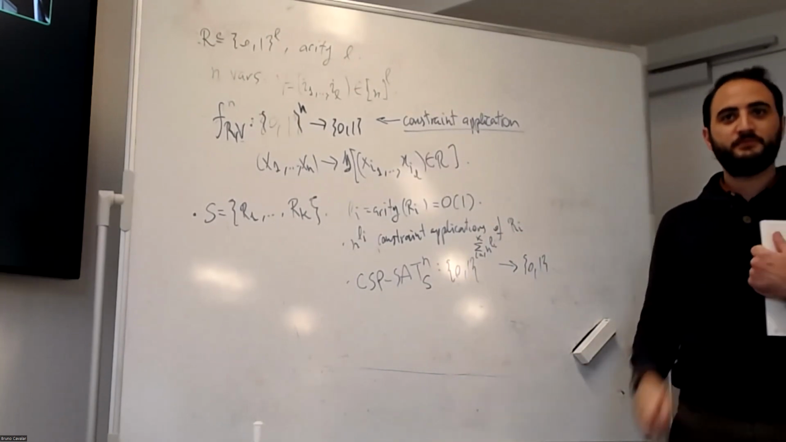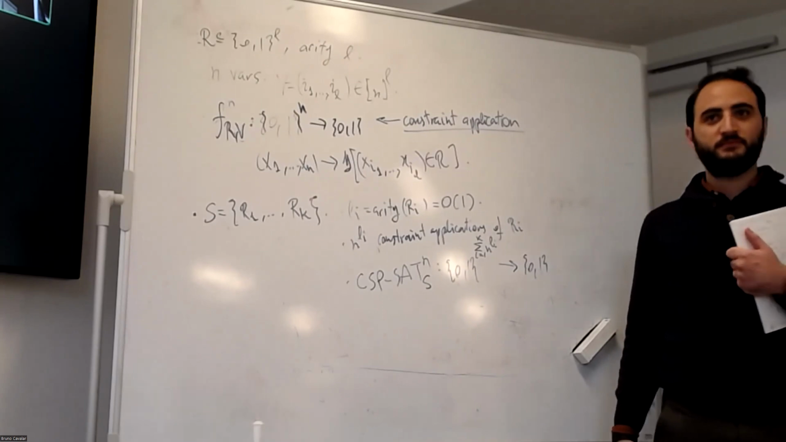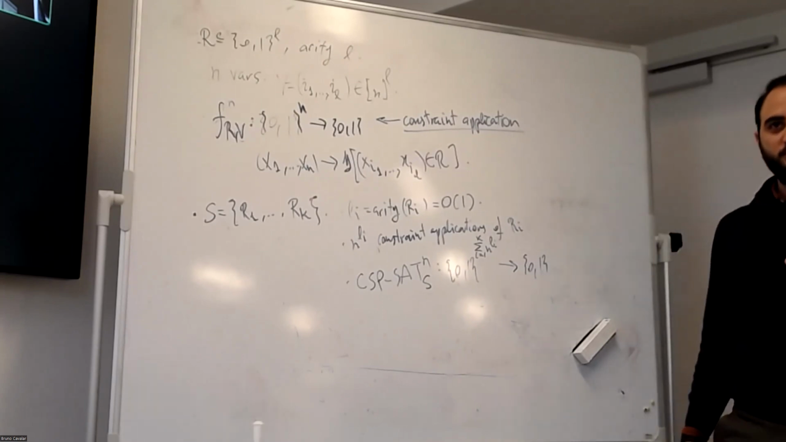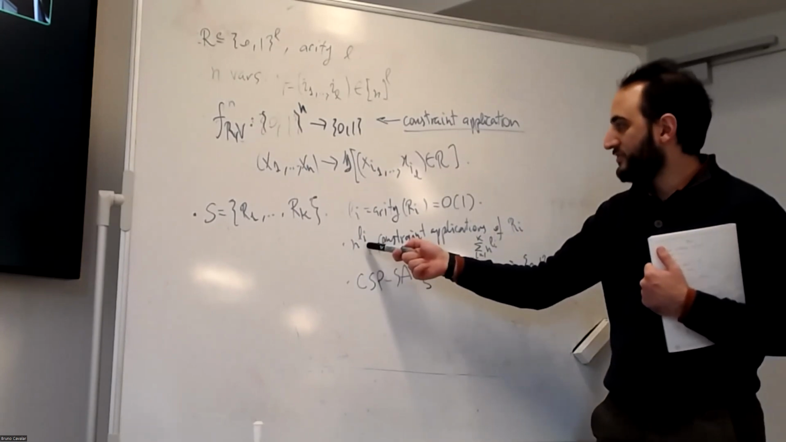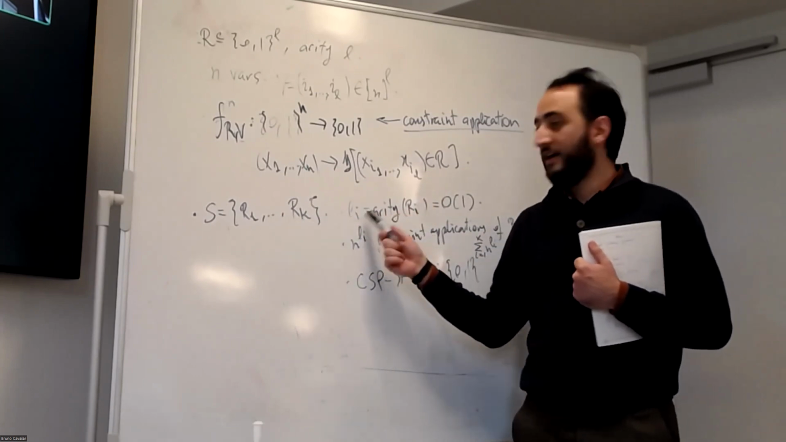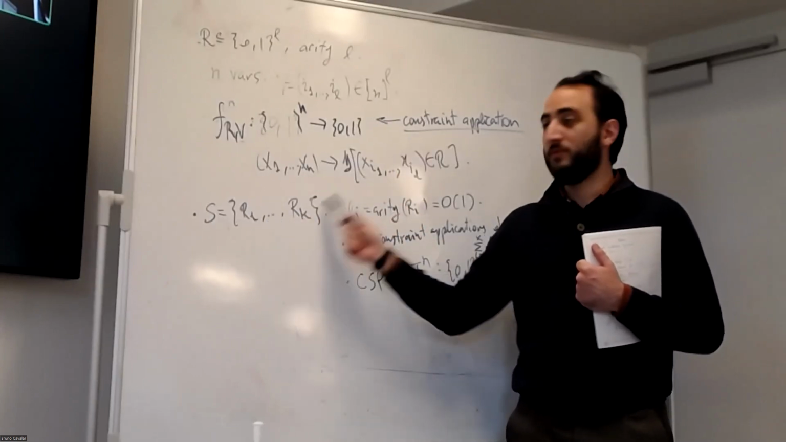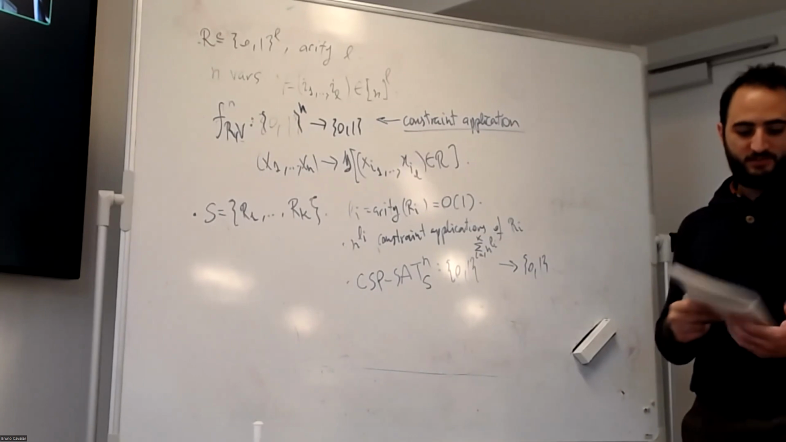Oh, and the reason that you're summing now is that you're silently introducing that we could have k different relations. Yes, we can have n to the L_i constraint applications of the i-th relation, and you can have k relations. Yes, yes.